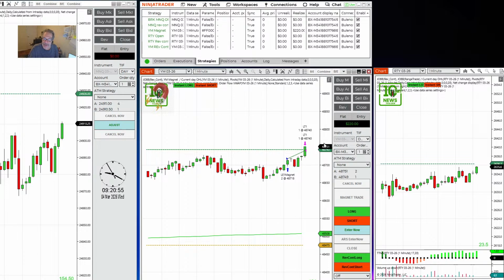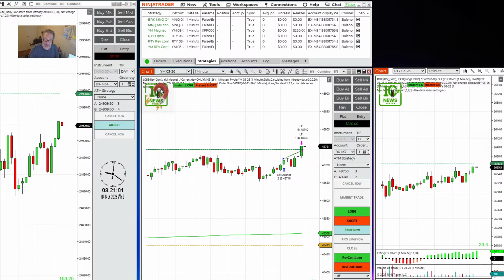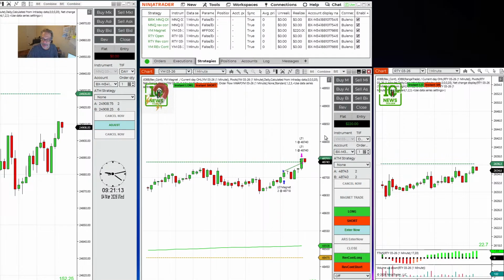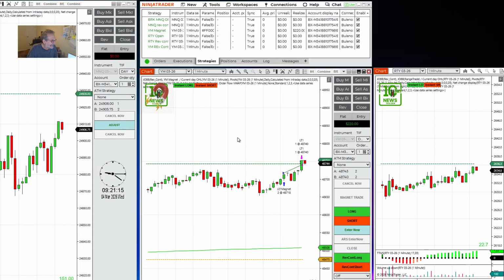A nice magnet in a funded account. That's good. Remember I said the MNQ magnet would probably work. It's going to test the high. Looks like that's going to happen. So our YM magnet now becomes a signal generator, and it does not need petrol.